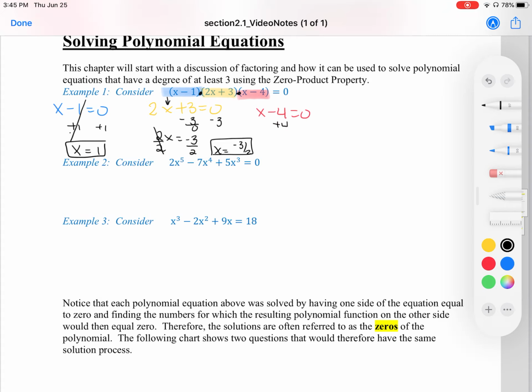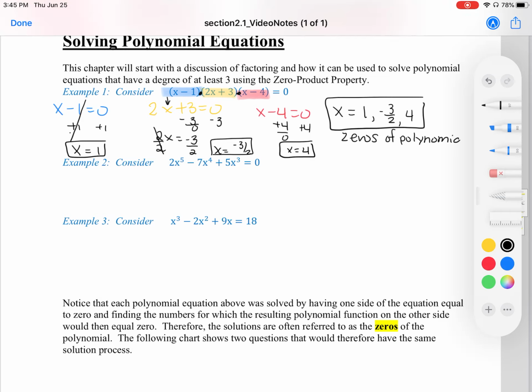Next, we add 4, you get x is equal to 4. So we have solved the first example. We're left with x is equal to 1, negative 3 over 2, and 4. Those are the zeros of your polynomial.